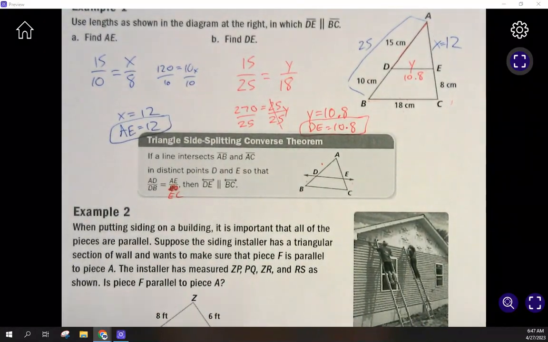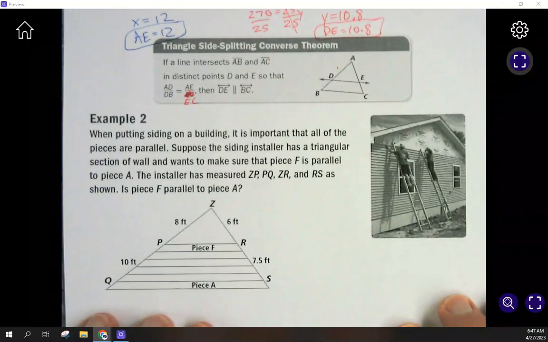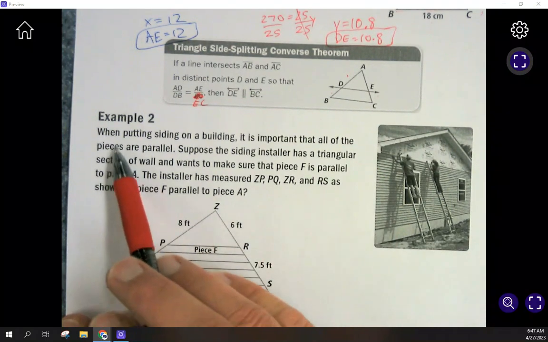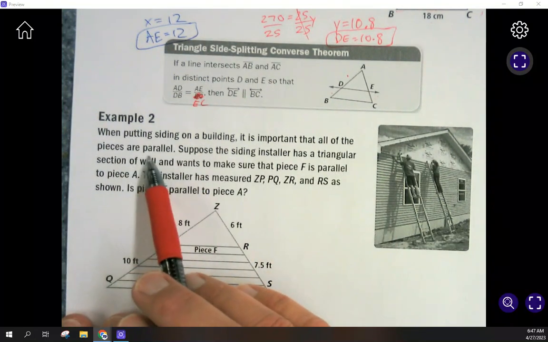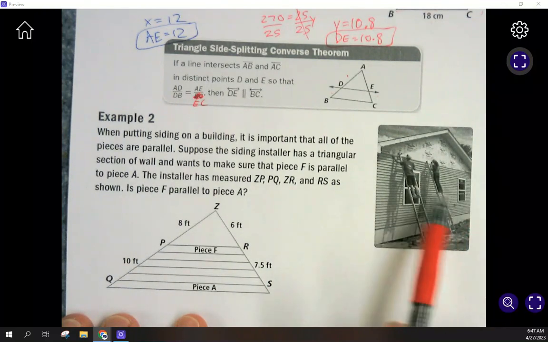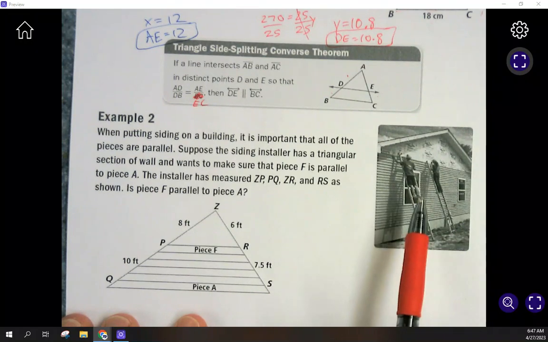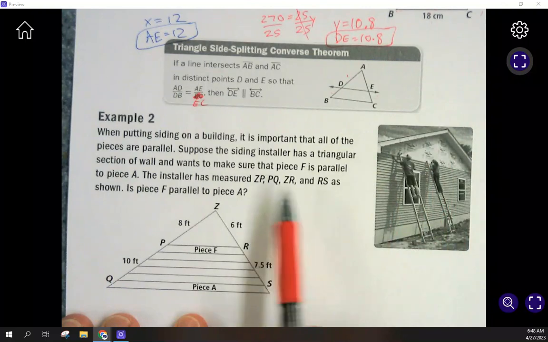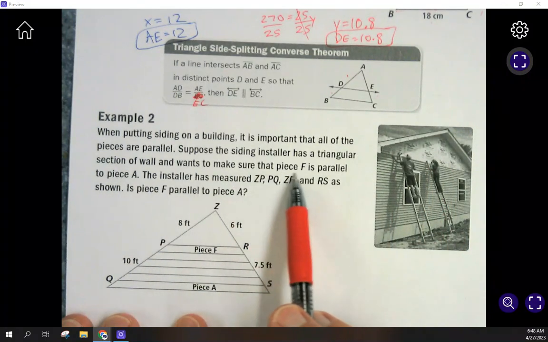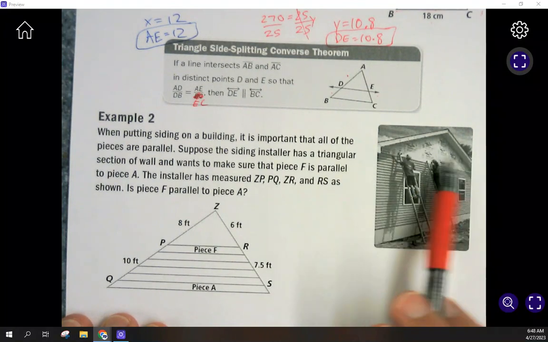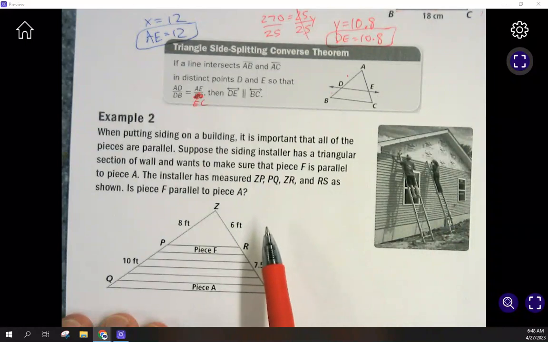So here's a real life example where a contractor might actually use this theorem. And now they probably wouldn't say, I use the side splitting theorem to, no, they just know that this works. So when putting siding on a building, it's important that all of the pieces are parallel, right? If you go by a house and the siding is off a little bit and not all parallel to each other, that's going to look ridiculous.